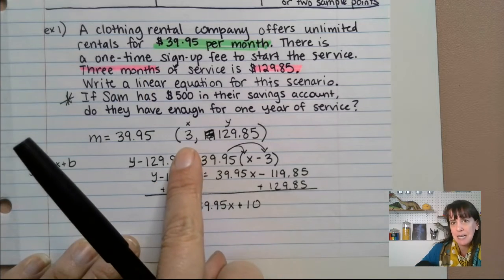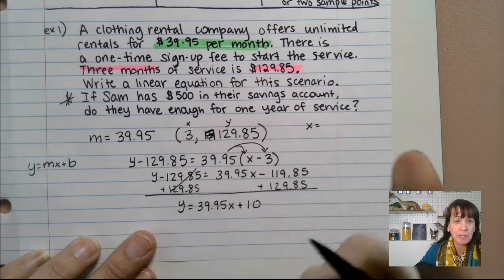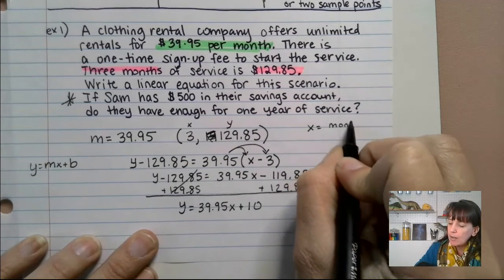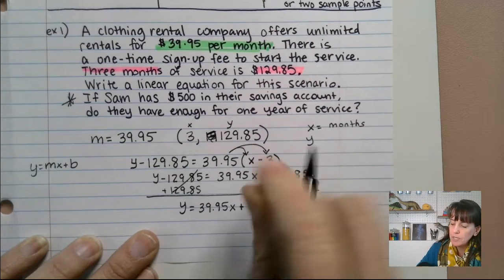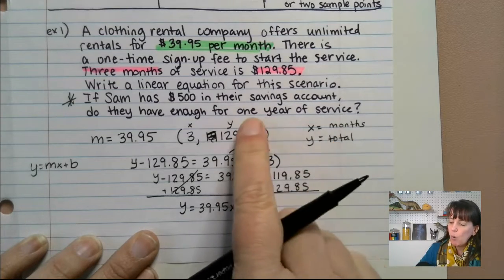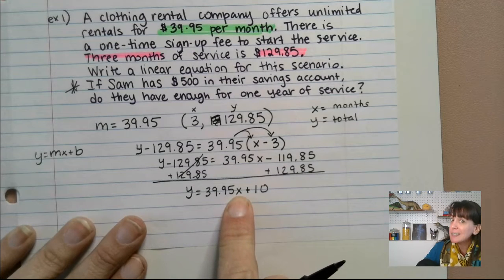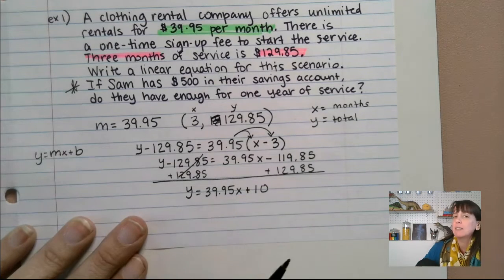It's a good idea to establish what your X and your Y are. So your X, remember, is 3, which is months. And then our Y was our total, because you can see 129.85. Y equals total. So in 1 year, there are 12 months.